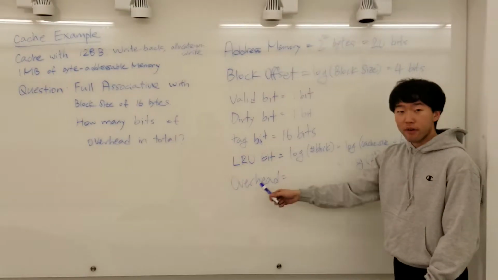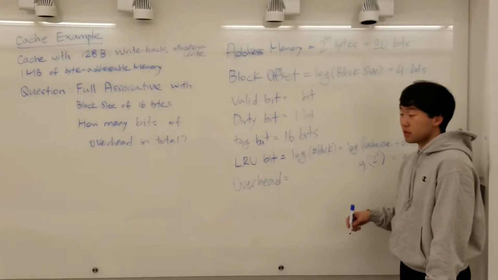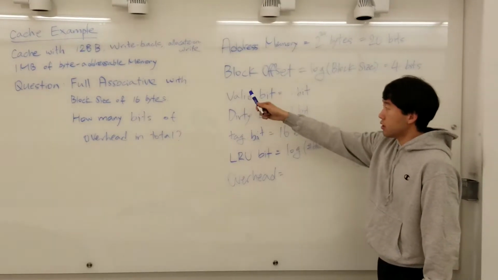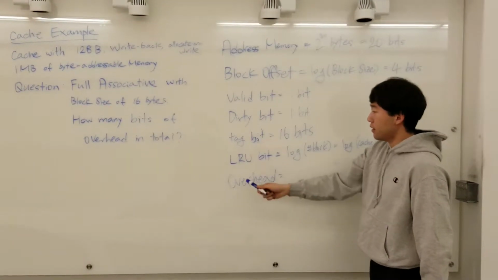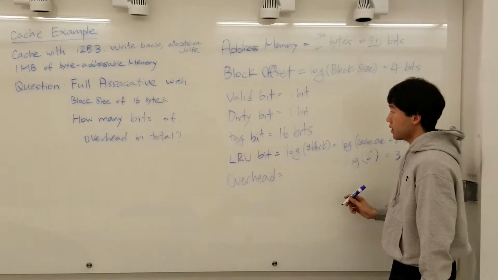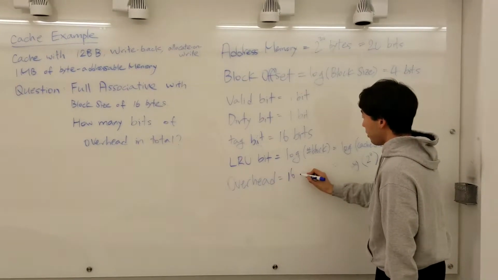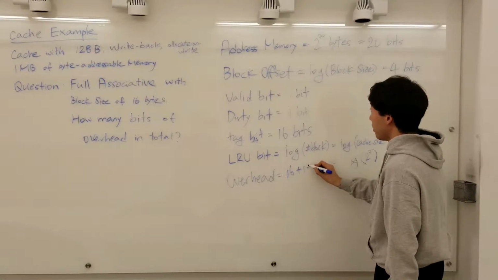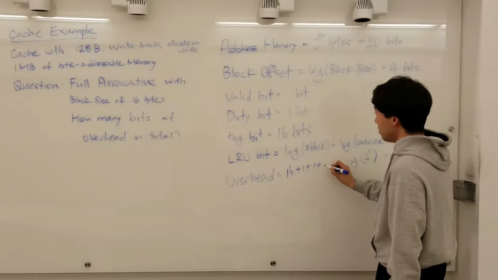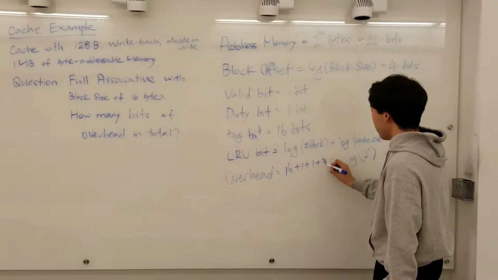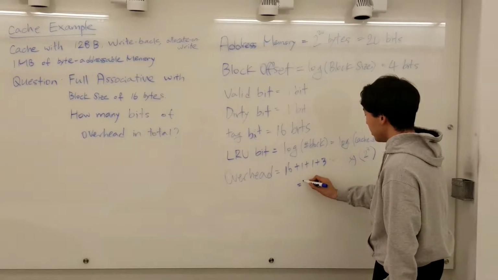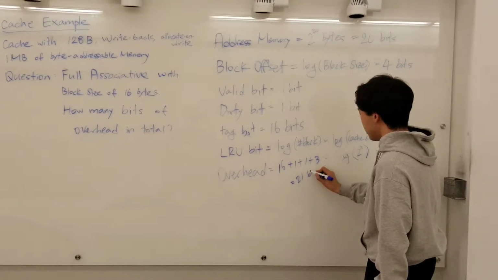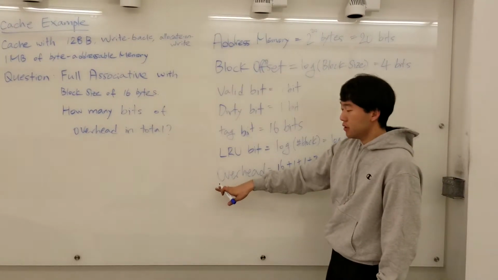And lastly, the overhead. The overhead is basically the sum of the tag bit, valid bit, dirty bit, and LRU bit. So basically the 16 from tag, 1 bit from valid, 1 bit from dirty bit, and 3 bits from the LRU. So it's basically 21 bits for each block of overhead.